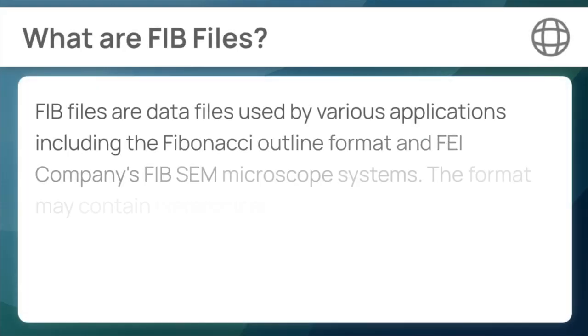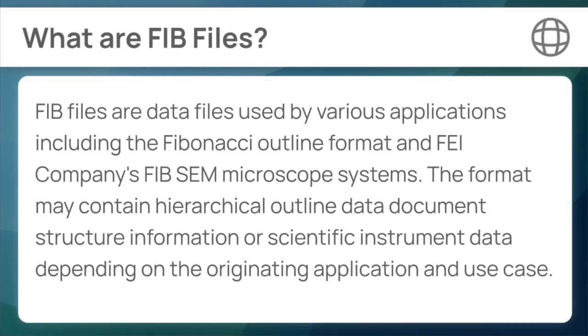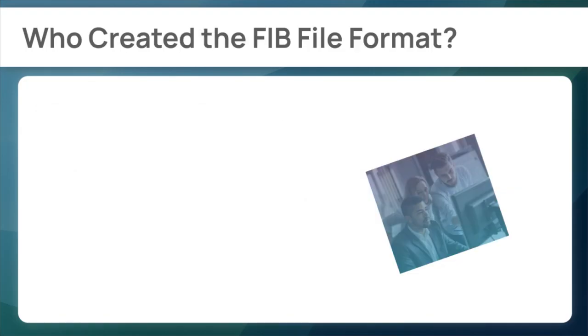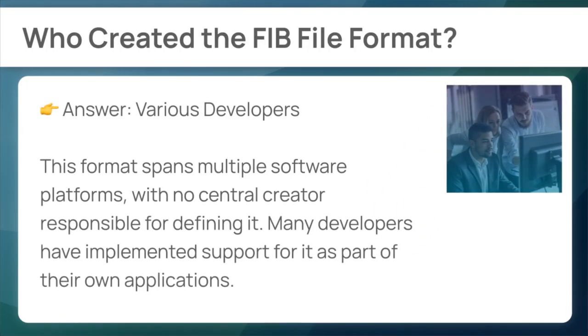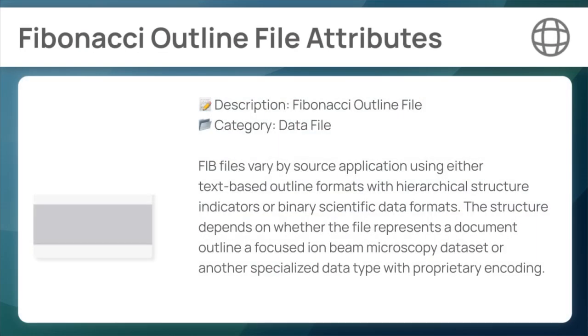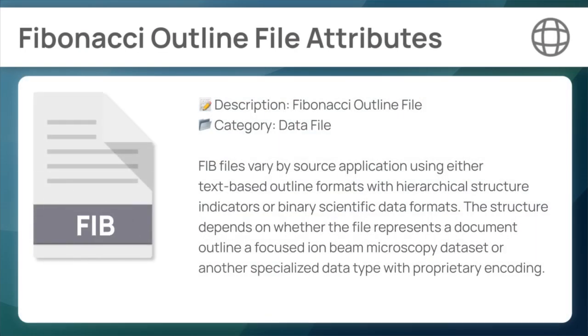FIB files are data files used by various applications, including the Fibonacci outline format and FEI companies' FIB SEM microscope systems. The format may contain hierarchical outline data, document structure information, or scientific instrument data, depending on the originating application and use case. FIB files vary by source application, using either text-based outline formats with hierarchical structure indicators or binary scientific data formats. The structure depends on whether the file represents a document outline, a focused ion beam microscopy dataset, or another specialized data type with proprietary encoding.